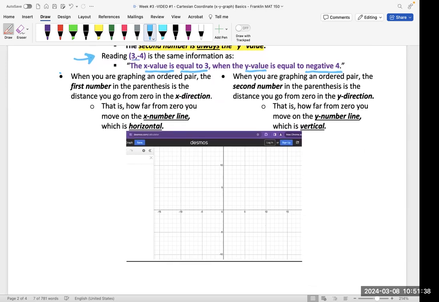When you're graphing an ordered pair, the first number tells you how far to move in the x direction. The second number tells you how far to move in the y direction.